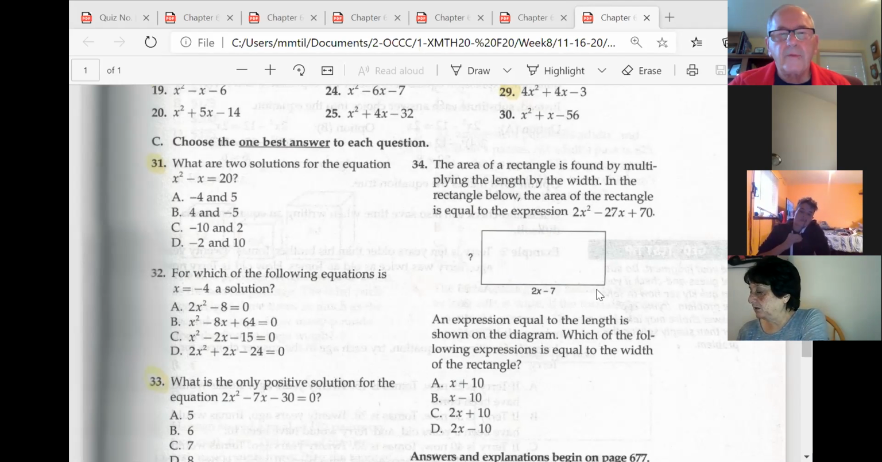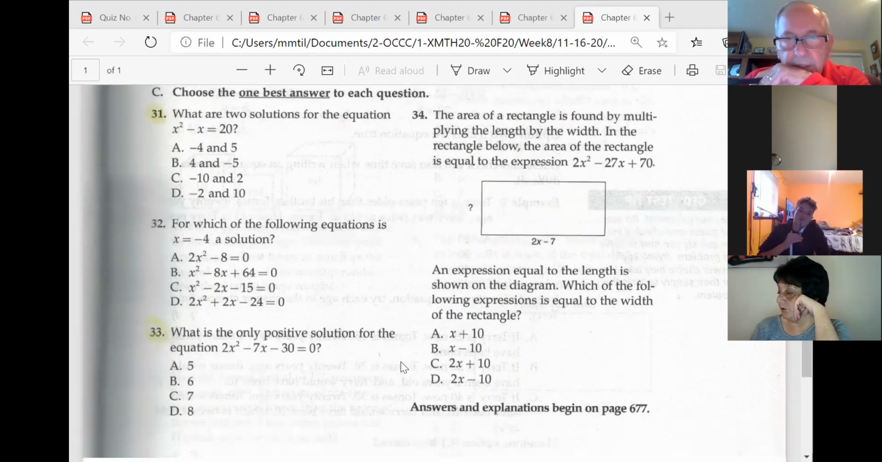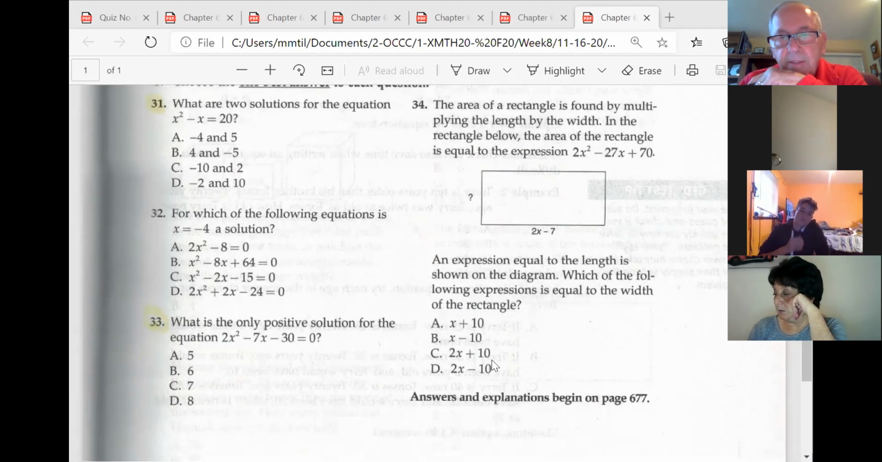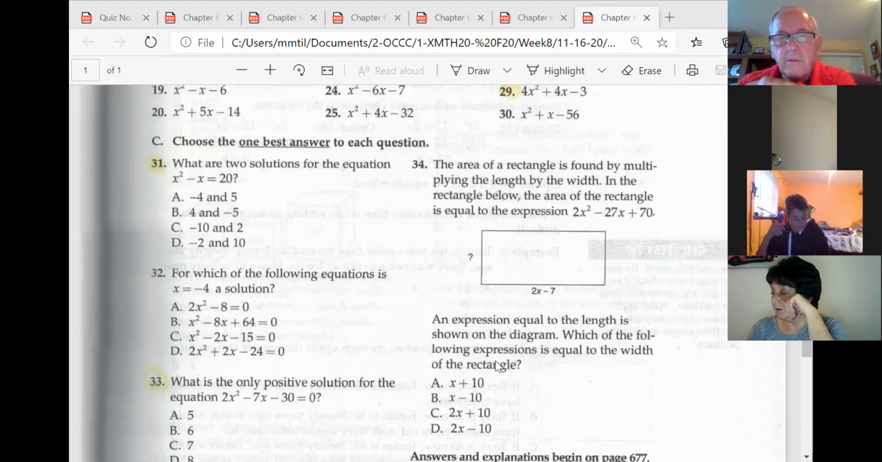Oh, and they're giving you what the answers are, okay, I see. They're giving you what the answers are. In this particular one, you're just going to plug in x plus 10 times 2x minus 7, see if it works. That's what you're doing with all these. Does that make sense? Yeah. Okay, let's move on to the next section.